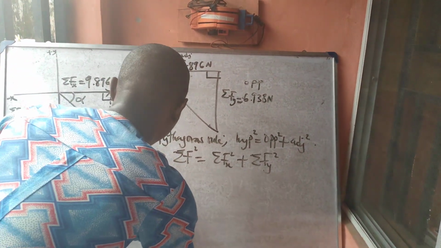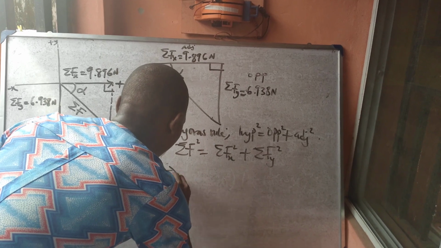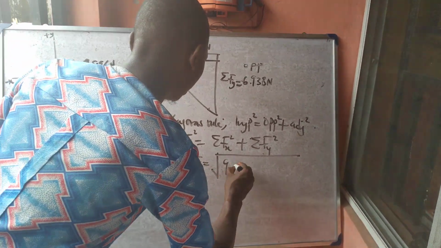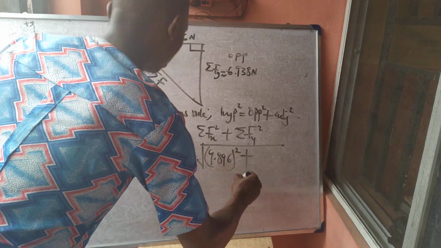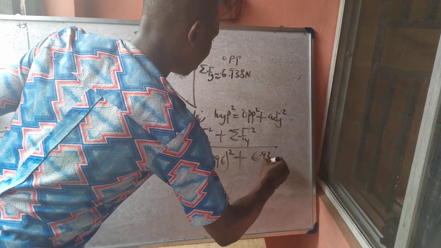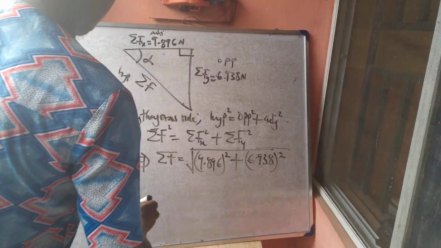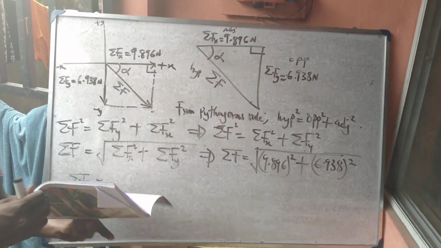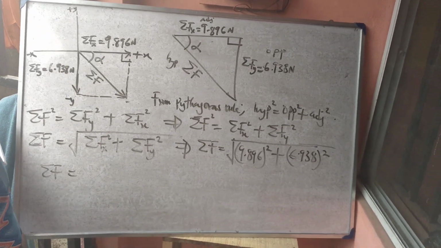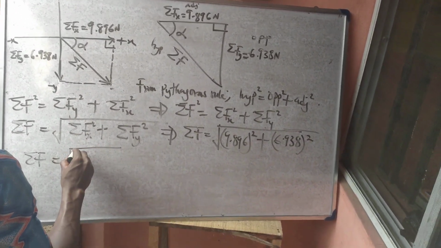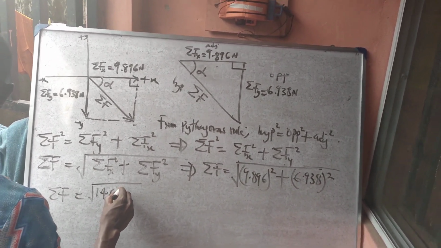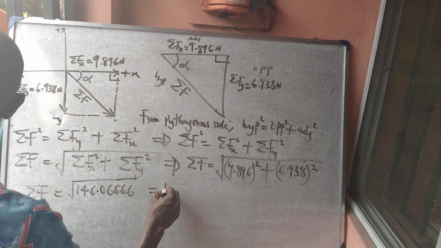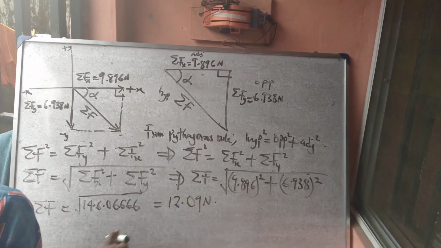So we have the sigma f. We have that sigma f equals the square root of sigma fx is 9.896 raised to the power of 2 plus sigma fy is 6.938 all raised to the power of 2. Okay, so this then gives us, when you add them, use your calculator, the square of this plus the square of this will give us 146.06666, and the square root of the answer will be 12.09 Newton.